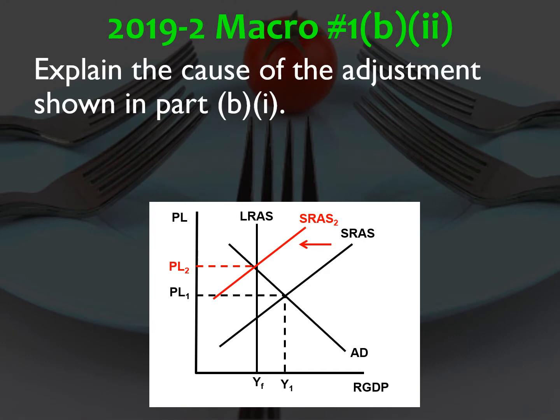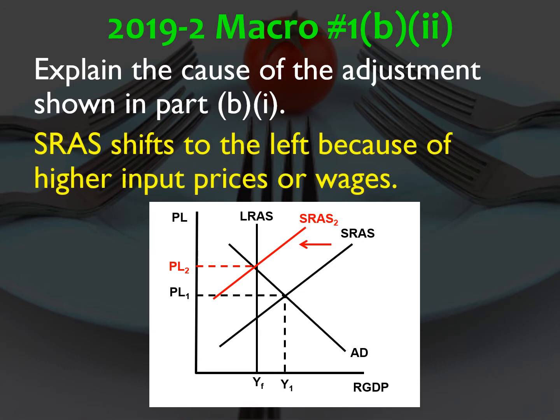Explain the cause of the adjustment shown in Part B1. So you'll often see this as an explanation. Here it is. SRAS shifts to the left because of the higher input prices or wages, because the economy is at full employment or above full employment.